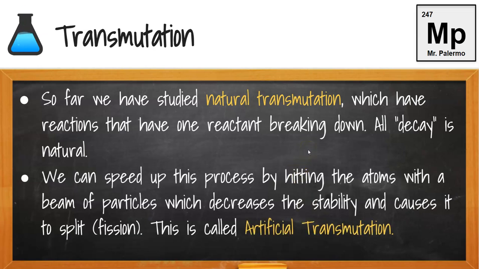It's a spontaneous breaking down of these radioactive nuclei. But we could speed up that process by hitting the atoms with a beam of particles, and this is going to decrease the stability of that nuclei and cause it to split, or undergo fission. This is called artificial transmutation because we are artificially making it transmutate into a more stable nuclei.